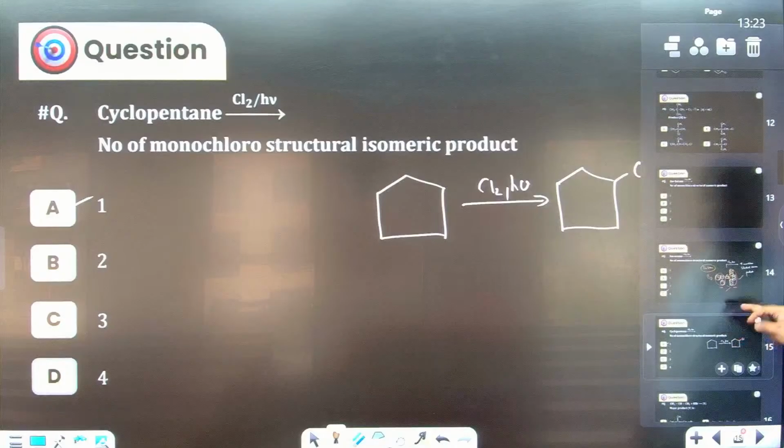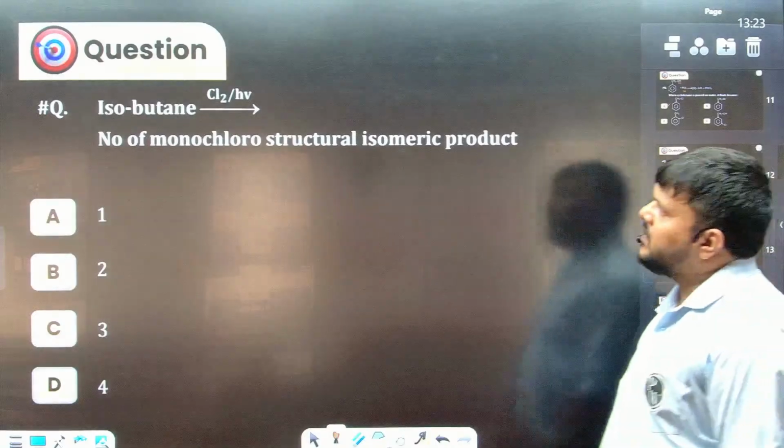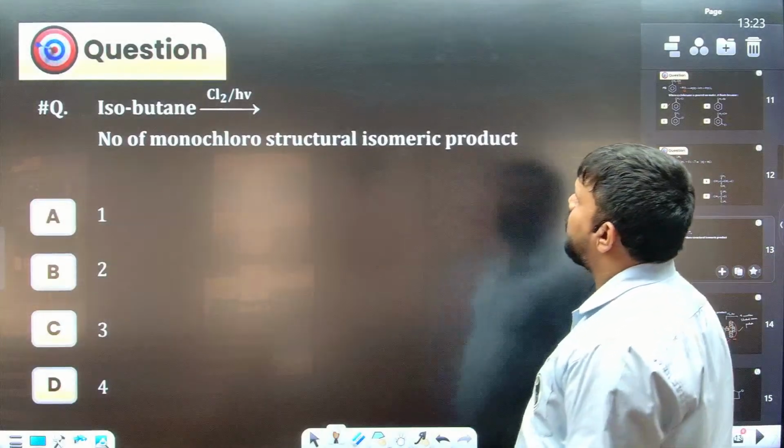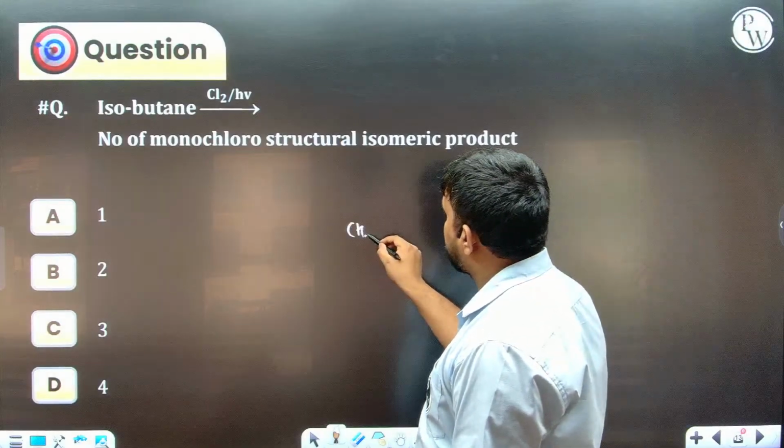So let us see the next question. Isobutane with Cl2 and H nu, number of monochloro structural isomeric products, isobutane. So let us draw the isobutane.